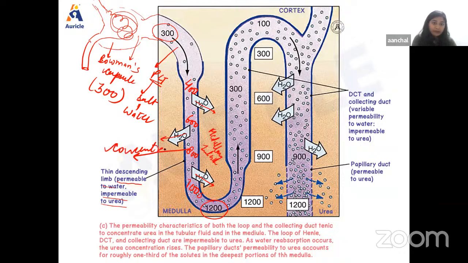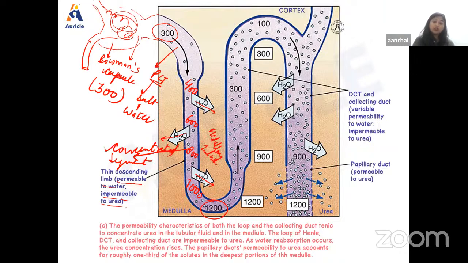In this part of the loop of Henle, the osmolarity of the filtrate will increase up to 1200. So this is all about the role of the descending segment of the loop of Henle.